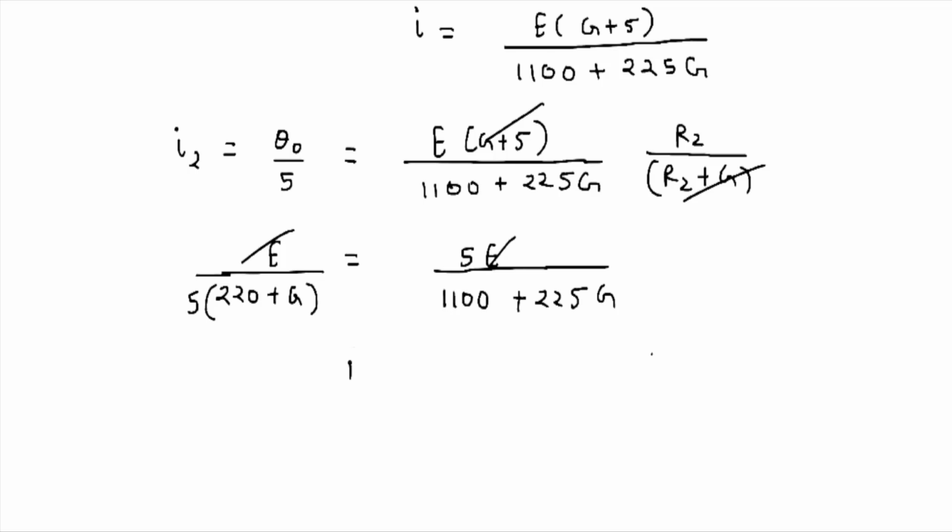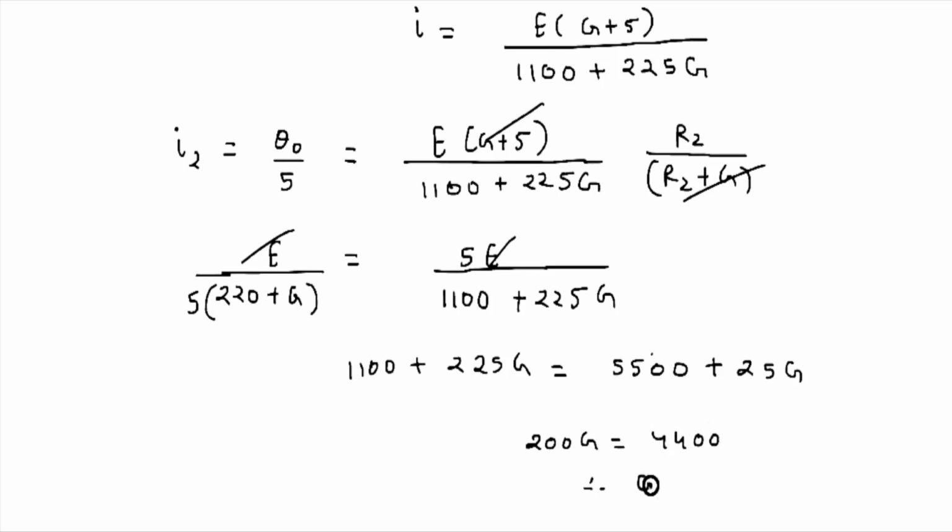E gets cancelled out and we are left with 1100 plus 225 G, and that is equal to 5500 plus 5G into 5, that is 25 G. Alright, so here the value comes out to be 200 G, and that is equal to 4400. Therefore the value of G can be written as 22 ohm. So the resistance of galvanometer is 22 ohm.